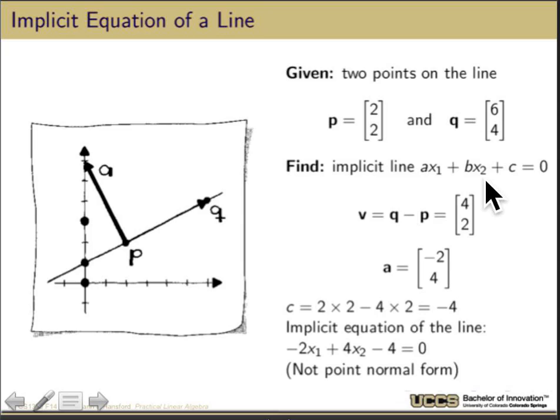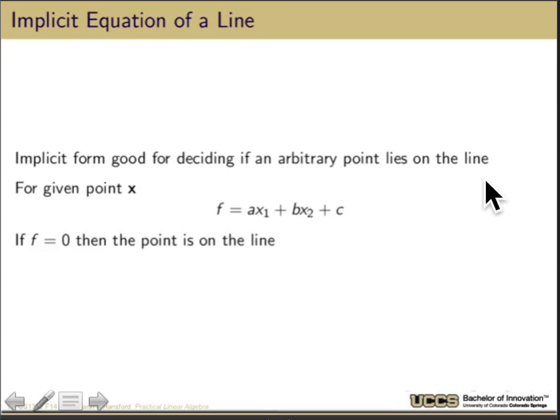Now, why do we actually care about the implicit equation of a line? Well, imagine I'm doing operations where what I really want to know is whether this point is on the line. That turns out to be what the implicit equation is really good for. Parametrics let us give you points on a line. Implicit lets us test whether or not you're on the line. So given some point x, you just plug it into this equation, and if f is equal to 0, it's on the line.